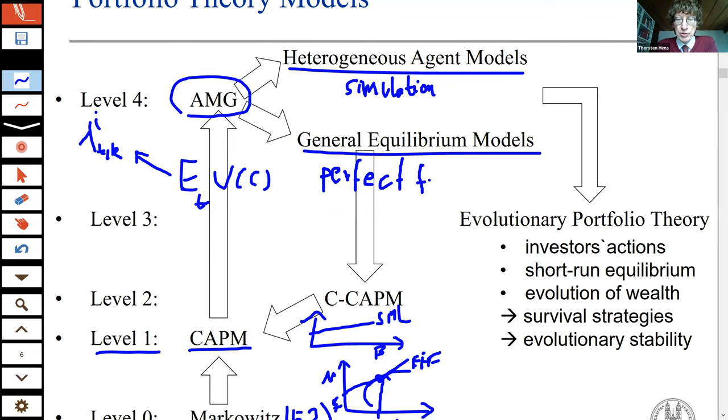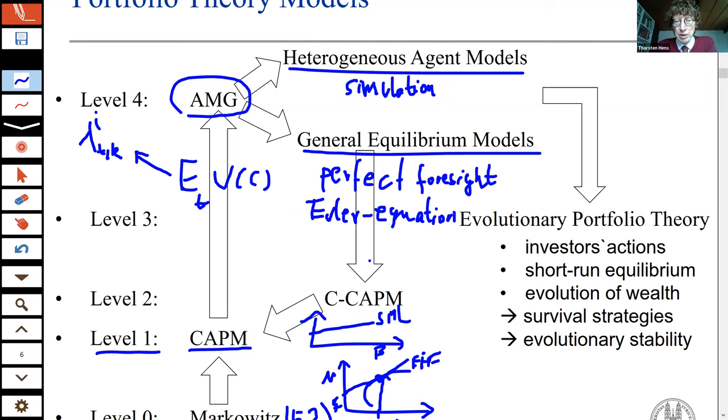So if you make the assumption of perfect foresight, then you can show results like this: equilibria exist, and the main asset pricing comes from an Euler equation, from this intertemporal optimization, where from one period to the next, you can look at the optimality of your strategy, the Euler equation.